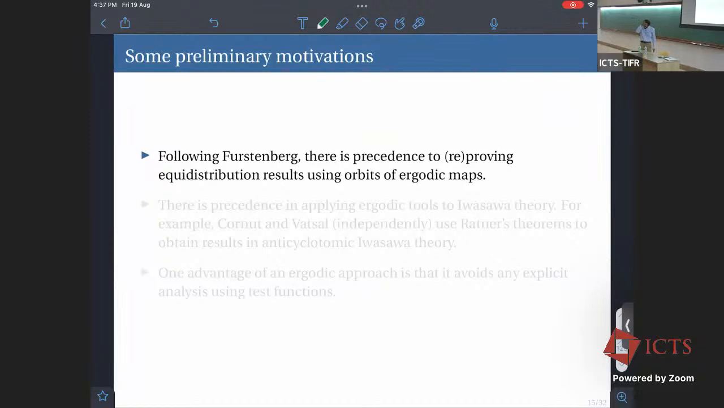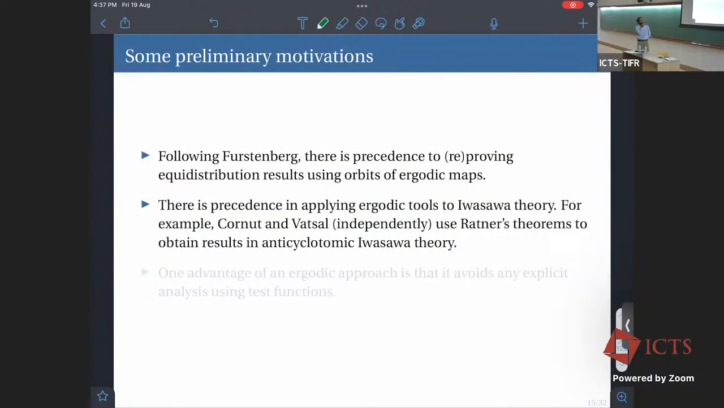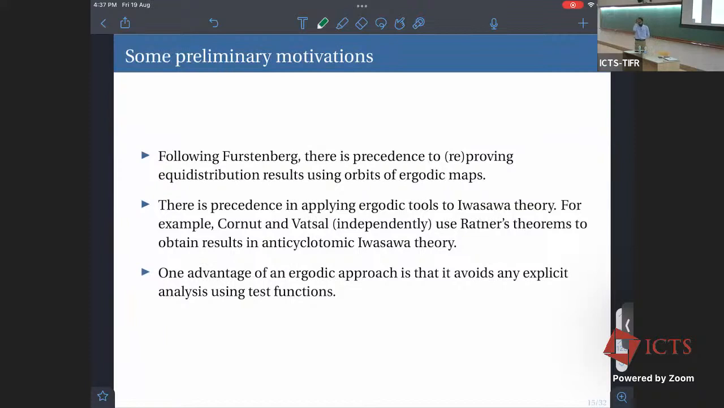Okay, so our main motivation is to follow Furstenberg and try to prove some equidistribution results using orbits of ergodic maps. One of our motivations is that there have already been applications of ergodic tools to Iwasawa theory, most notably by Kono and Watsal, who independently used Ratner's theorems to prove some results in anti-cyclotomic Iwasawa theory. The main advantage we wanted to keep in mind is that with this approach, we can avoid doing any explicit analysis using test functions.